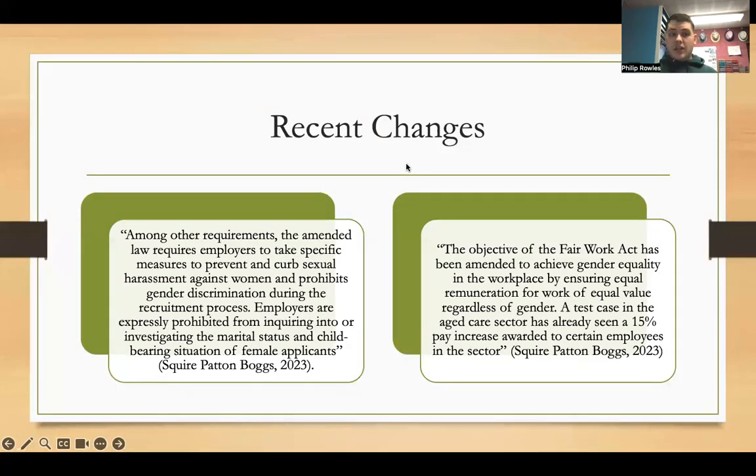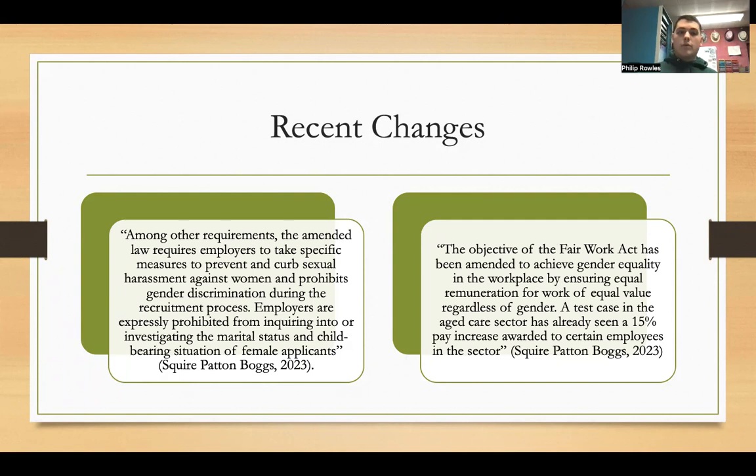There have been other recent changes in times. One of these things, among other requirements, the amended law requires employers to take specific measures to prevent and curb sexual harassment against women and prohibits gender discrimination during the recruitment process. Now, this is a big thing, I believe this was in Australia. Gender discrimination, sexual harassment, that has been something in workplaces that has been a problem. It has been a problem for decades, centuries, and it has been a big push as of recent years, which is a good thing, to try and eliminate that.